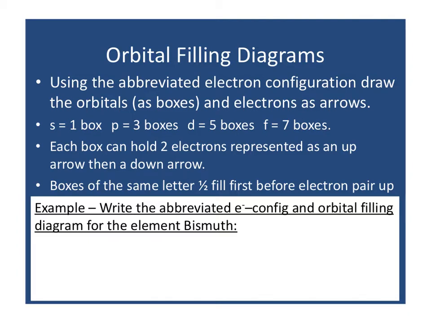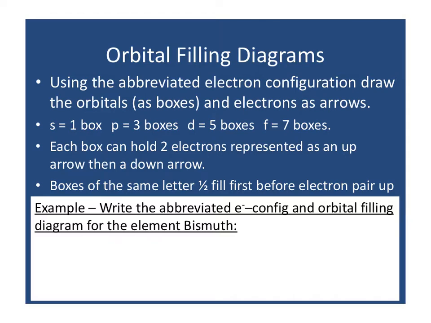Right? Each box can hold 2 electrons. We represent these electrons as an up arrow and then a down arrow, because they actually spin in opposite directions. That's how these 2 negatively charged things can be occupying the same living space, pretty much, is that they spin in opposite directions, and so they kind of avoid each other that way. And finally, any boxes of the same level half fill each other first. So if there's 5 or 7 boxes available, you put 1 electron in each of the boxes before you team those electrons up. This would happen with 3 boxes as well.